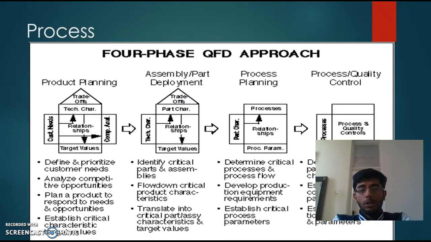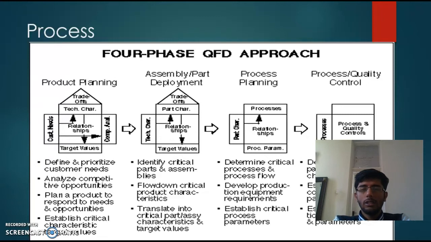Now, what is the process of quality function deployment? There are four stages in quality function deployment. The first one is product planning. Product planning consists of defining and prioritizing customer needs, analyzing competitive opportunities, planning a product to respond to needs and opportunities, and establishing critical characteristic target values.